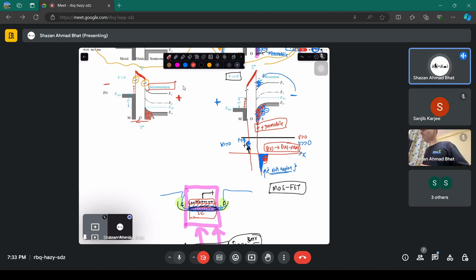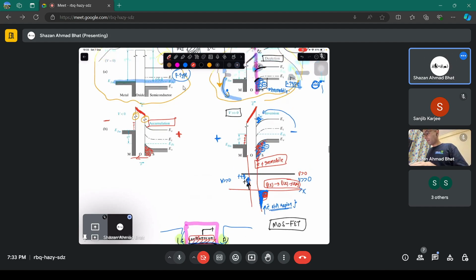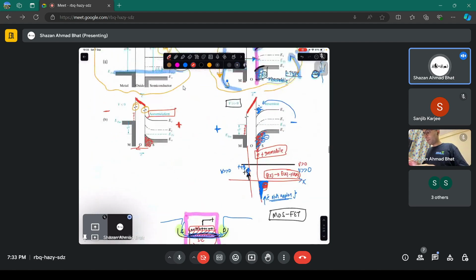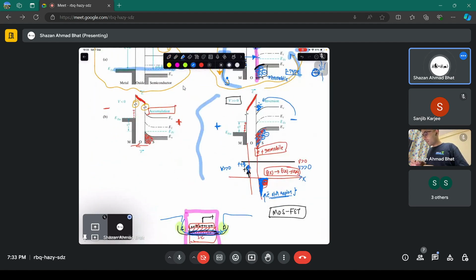Doesn't matter whether it's oxide or semiconductor. But this is what actually happens. And I think we spent a lot of time. Maybe we can discuss it in the next lecture. So we will pause here. We will go to the problems.